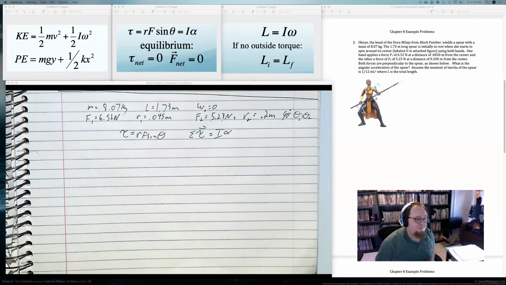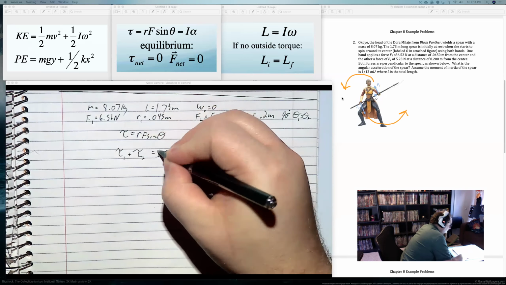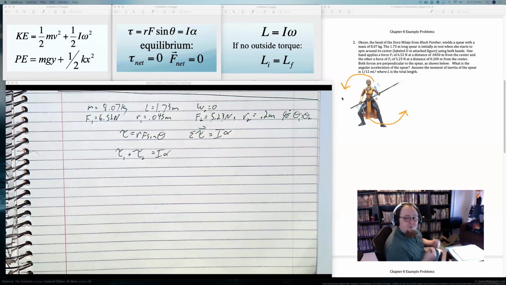Now, when I look at these forces, you kind of would instantly think they're in opposite directions because one points up and to the left, one points down and to the right. But torque-wise, they're not. F2 is pushing it in this direction. F1 is pushing it in that direction. Both forces are giving a clockwise torque. That means the sum of torques is just going to be torque 1 plus torque 2. Well, they're both in the same direction because they're both going clockwise.